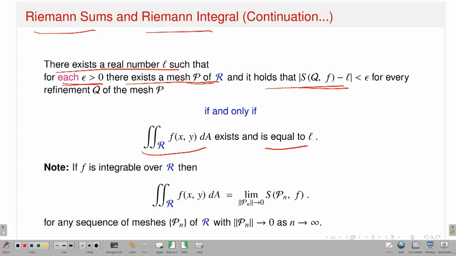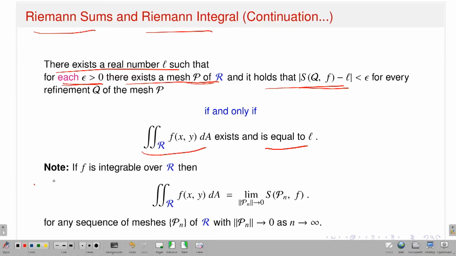Now, what does refinement mean? I can add more and more points to my earlier partition and you have a refinement. The more points you add, the length of the corresponding partition goes to 0, because you are having very small subrectangles and the area goes to 0 or the diameter goes to 0. In other words, the norm of your partition goes to 0.